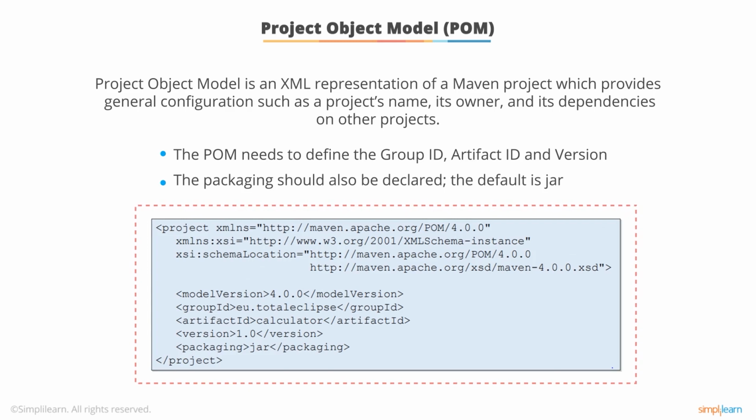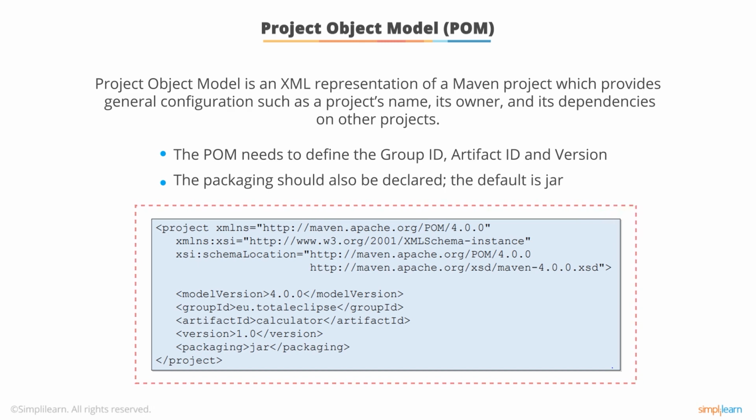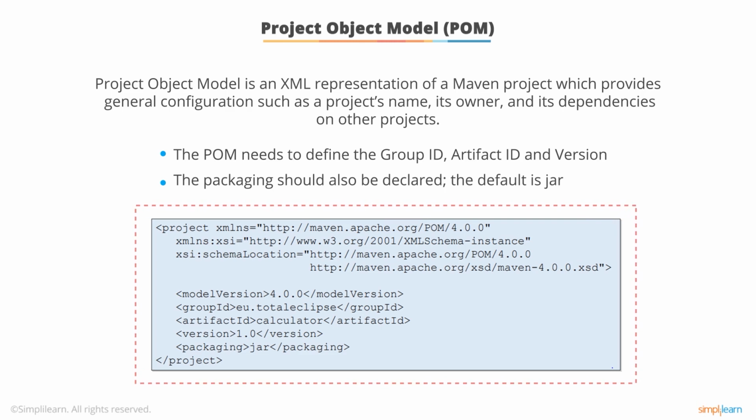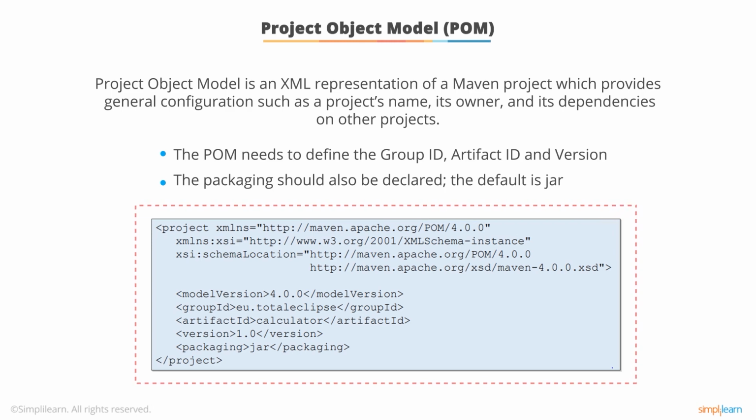The project described in the XML file in the slide has an artifact ID of calculator. You can think of the artifact ID as the name of the artifact that's going to be created. The POM shows a version of 1.0 and it belongs to the group with the identifier EU.TotalEclipse. You can think of the group ID as a way a company organizes a number of artifacts under a common name.